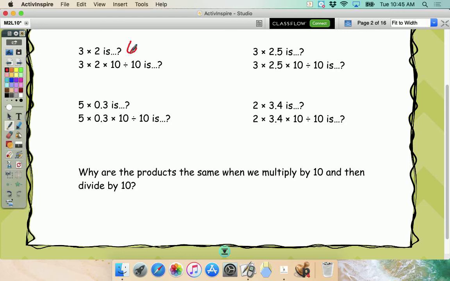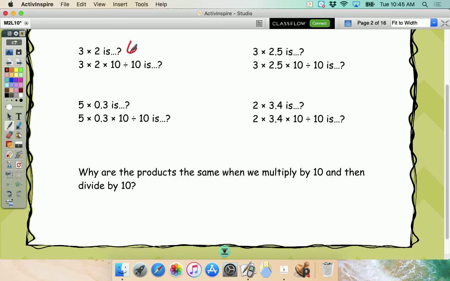Okay, so does anyone have anything they want to share about their thoughts? Tony? What do you mean by thoughts? Like, what do you think the answer is? 6. Okay, she thinks it's 6. Do you agree with her? Yeah. Okay, so why did you come to that conclusion? Tony? Because 3 times 2 is 6, times 10 is 60, and then it's just divided by 10, which is 6. Good. So she just did the math going straight across.